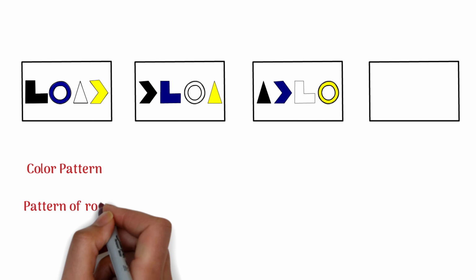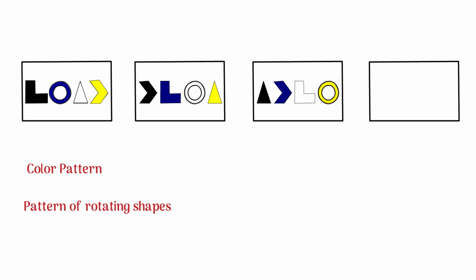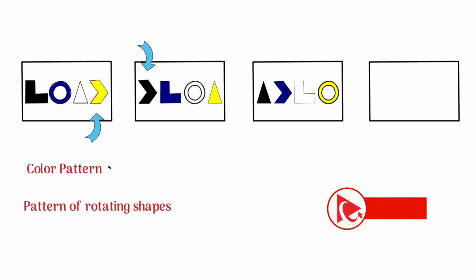Second pattern that you can see if you look closely is the pattern of rotating shapes. You can see that the rightmost shape in the previous rectangle always becomes the leftmost shape in the next rectangle. For example, the yellow arrow from the first rectangle becomes the black arrow in the second rectangle. If you are able to identify at least one of these patterns, you will be able to solve this problem.